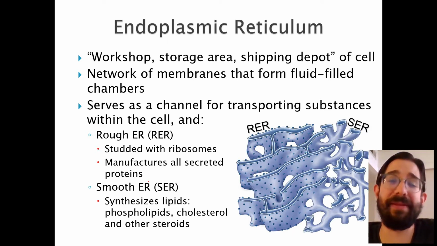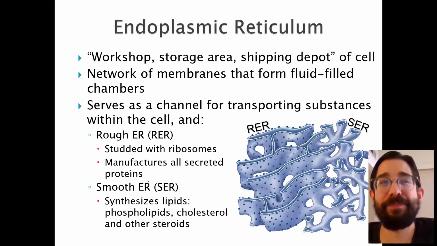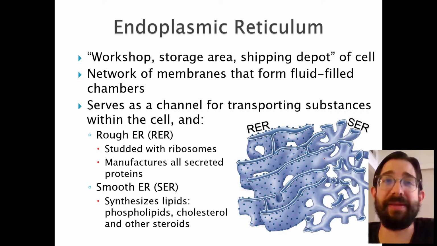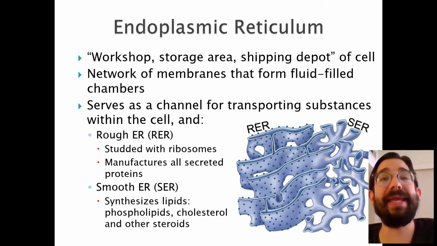It's this network of membranes that forms fluid-filled chambers. And substances can cruise around inside those chambers to be transported within the cell. But the endoplasmic reticulum is also busy synthesizing stuff. So the rough ER is studded with ribosomes. And we mentioned already that they make proteins. So the rough ER makes these proteins. In the smooth ER, well, it's not making proteins since it has no ribosomes. So it does a lot of stuff, but including making lipids.